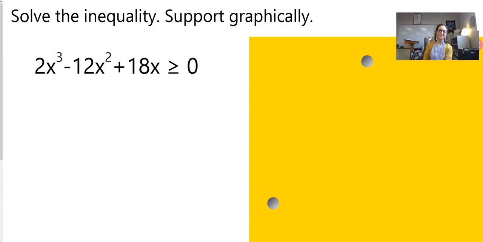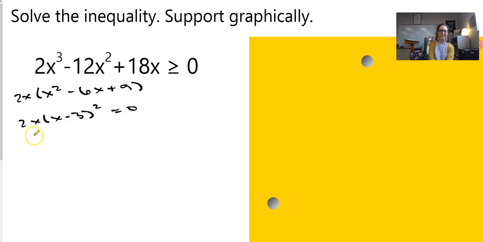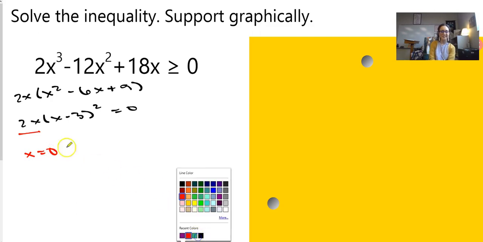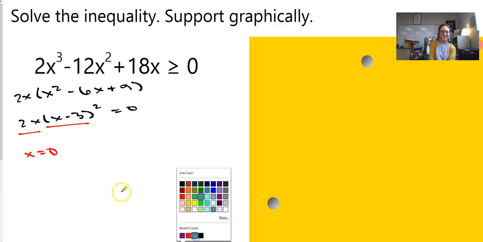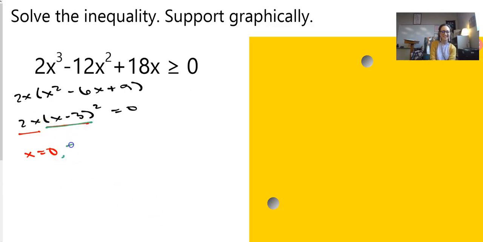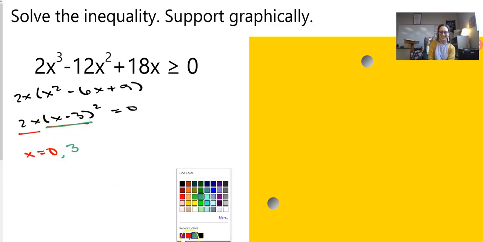All right, force pause on your screen. Can you go ahead and copy this? And then can you also factor it as far as it will go for me? All right, so here's what I got for the factored form. So let's find our zeros now. So let's look at this factor. This factor is 0 when x is 0. And then the second factor is 0, maybe, when x is 3. So what's the next step?